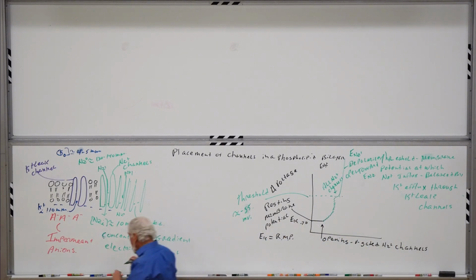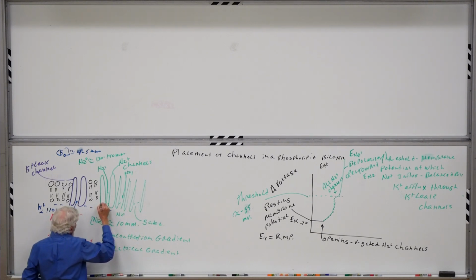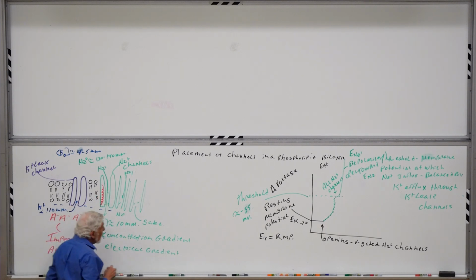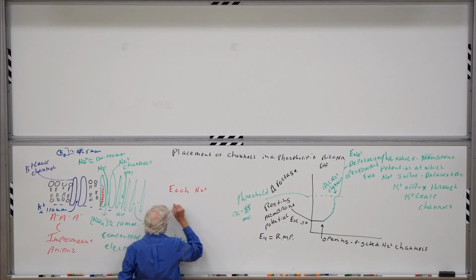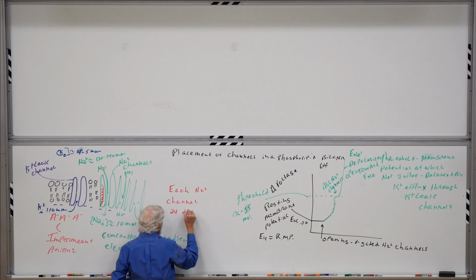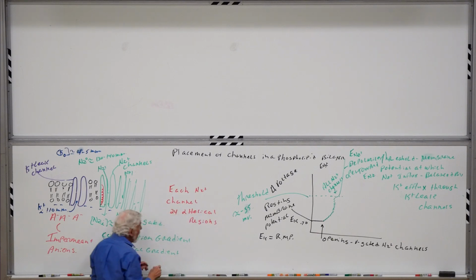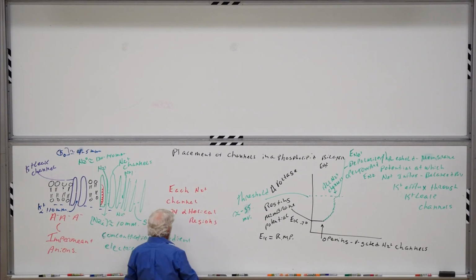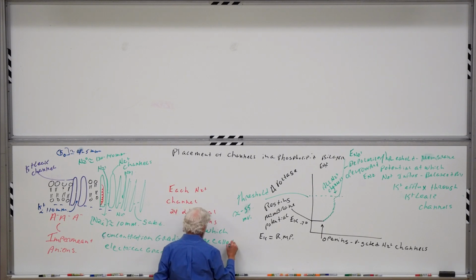So two things I want to emphasize here. And I'll go into some detail on this more than I'll really require you to know. Across the membrane here will be alpha helices. Each sodium channel contains 24 alpha helical regions, 4 of which are called S4 regions.